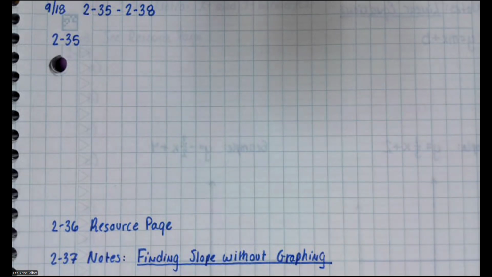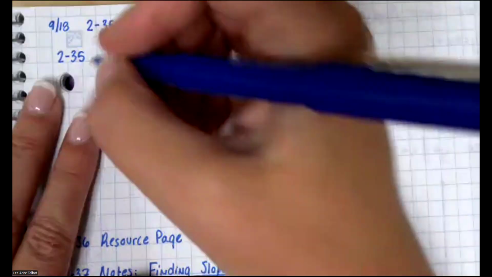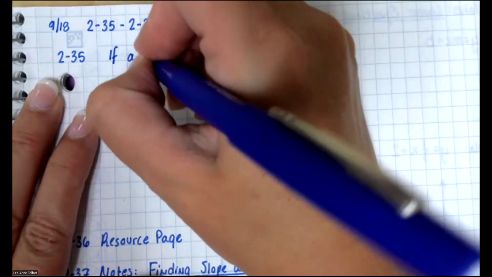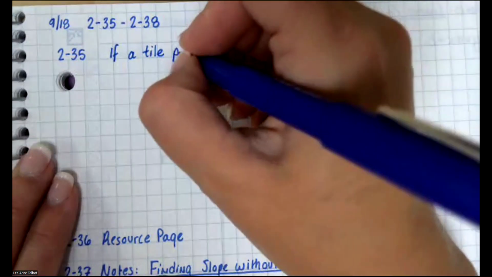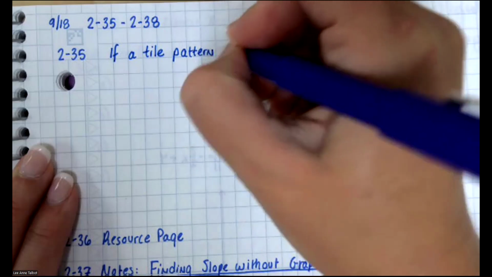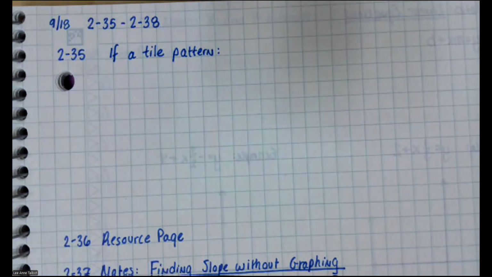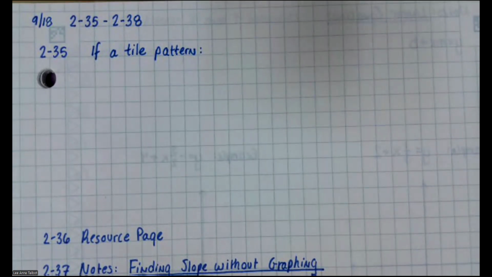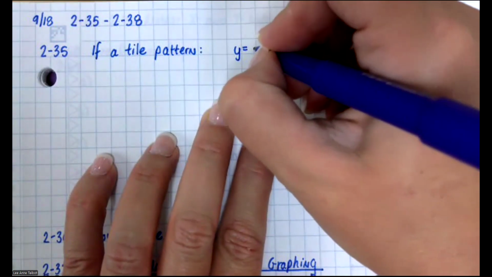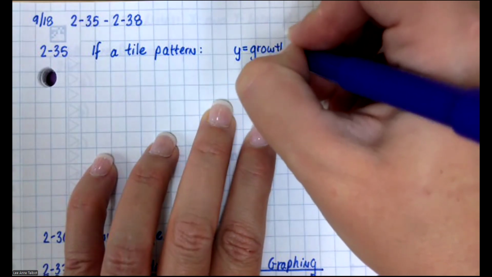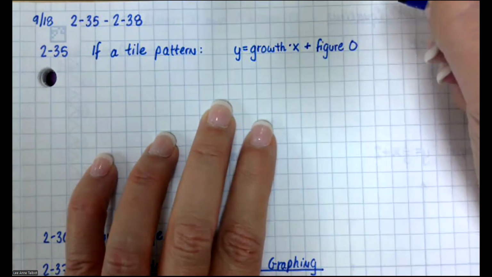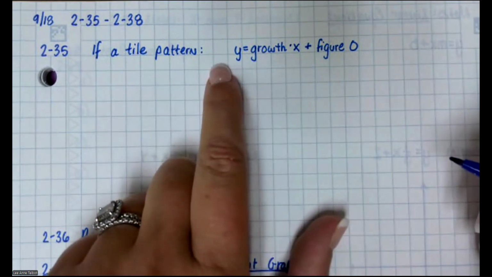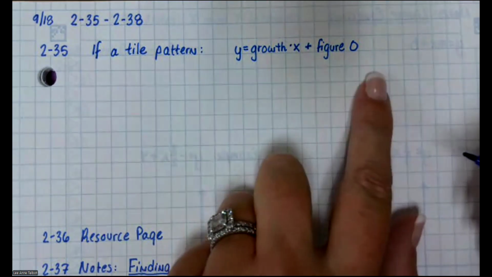Okay, you guys, so for 35, we're just going to write some notes about the things that we've learned so far about slope and things like that. So if you're dealing with a tile pattern, which is a lot of what we've been doing so far, you'll find the equation by y equals growth times x plus figure 0. Y equals growth times x plus figure 0.